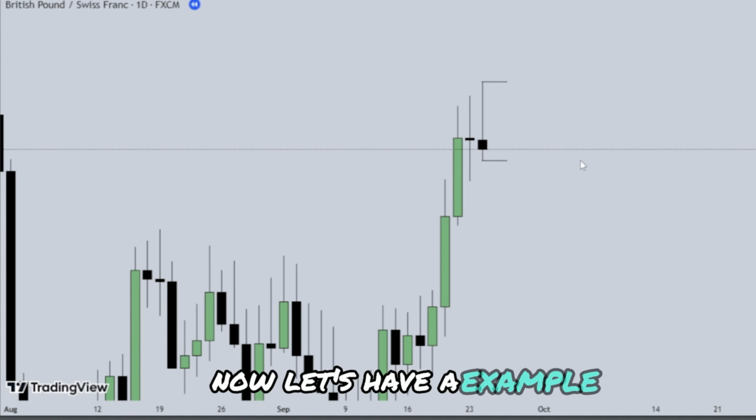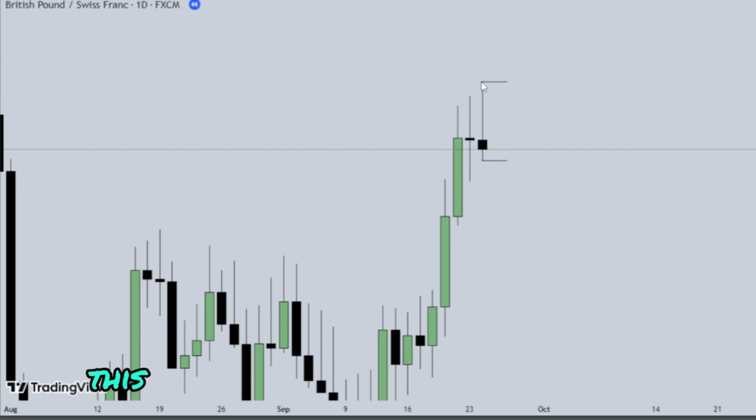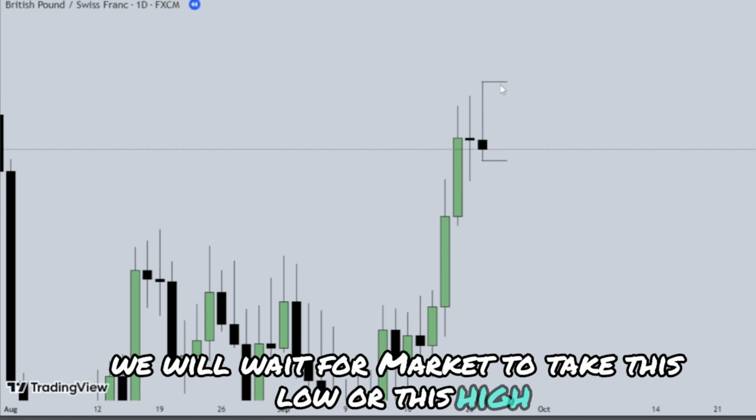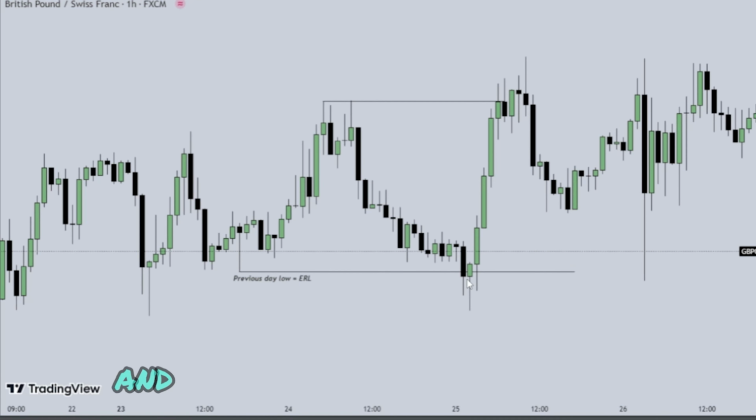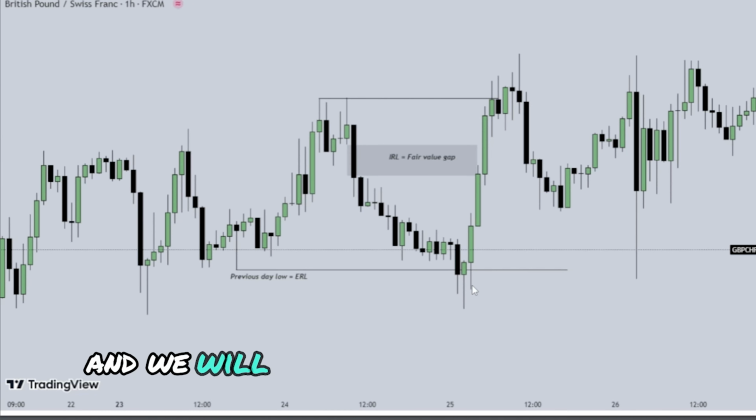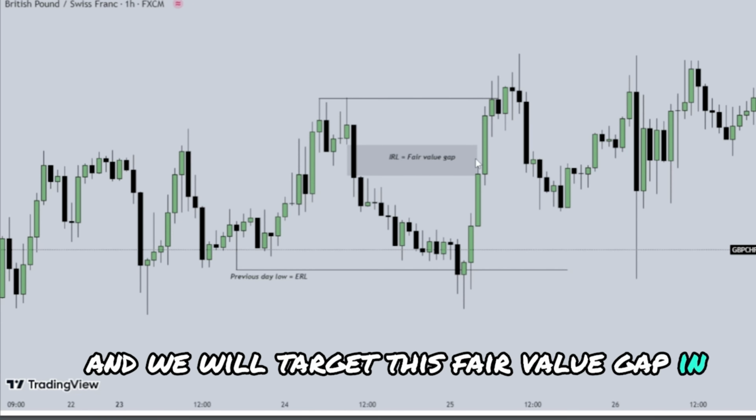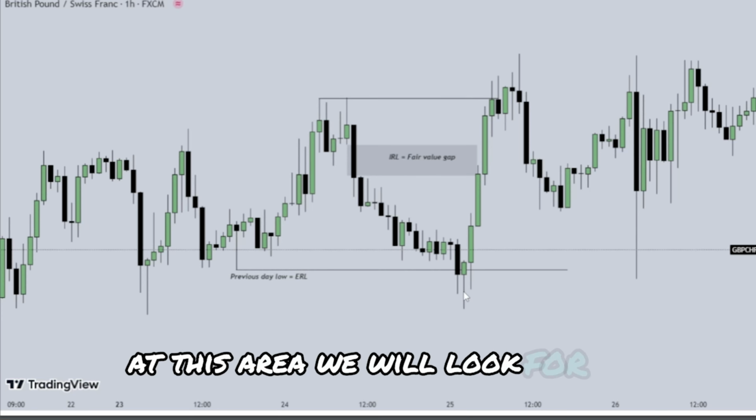Now let's have an example. This is the previous day candle. This is the high of the previous day candle and this is the low of the previous day candle. We will wait for the market to take this low or this high. Market took out the previous day low and now we'll look for a long entry here and we will target this fair value gap in the 1 hour chart. At this area, we will look for long entries.